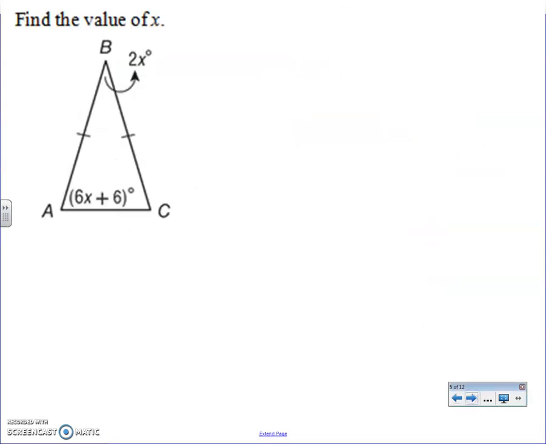All right, here's one: find the value of x. Notice this is an isosceles triangle. I know that because there are these two marks right here. Remember, two equal sides means two equal angles. So this angle goes to this side, this angle goes to this side. So we know that this angle right here, C, is also 6x plus 6 degrees. I'm going to need that in a second.